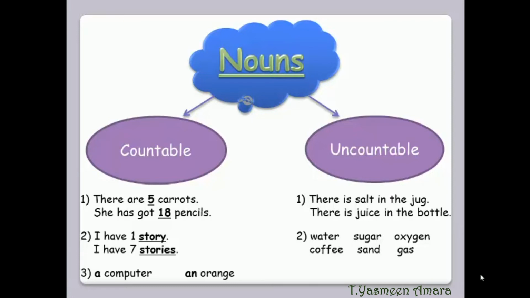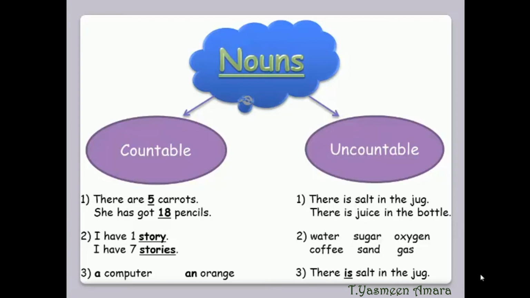The third point is uncountable nouns are used with a singular verb. They don't usually have a plural form. So we should use a singular verb with uncountable nouns. Look at this example. There is salt in the jug.